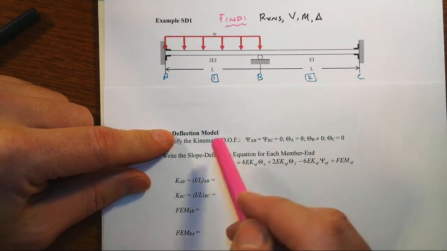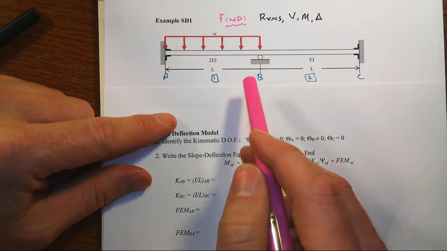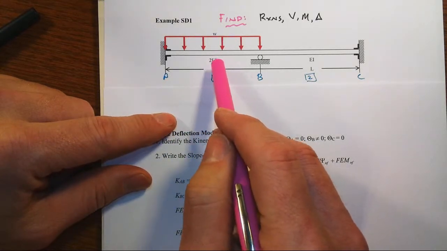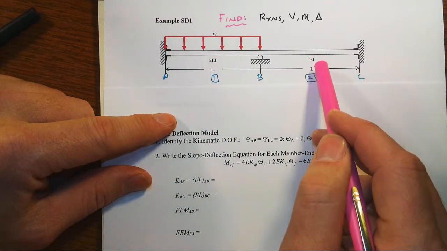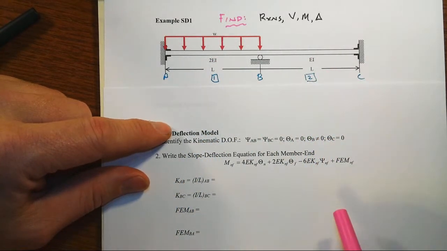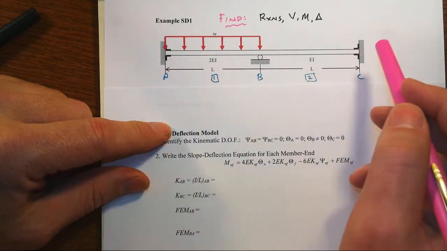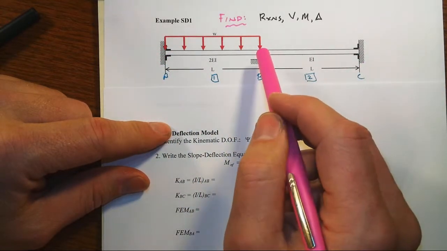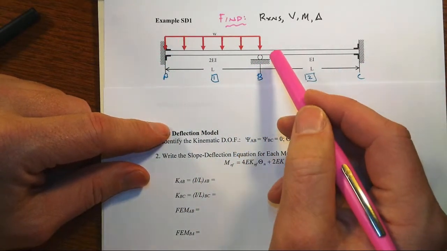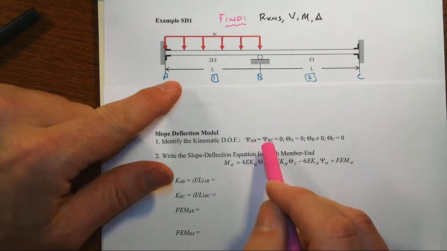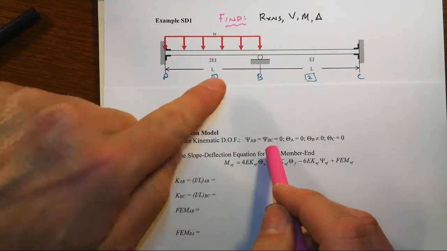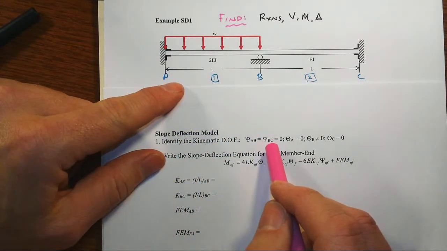Member 1 is to the left, member 2 is at the right. Member 1, or member AB, has twice the flexural stiffness of the right-hand one, and you'll see how that comes up in a moment. Fixed end at A, fixed end at C, but a roller support at B. That means that when we look at the kinematic degrees of freedom here, we have 0 chord rotations, no sway of the members, no support movements or rotations.